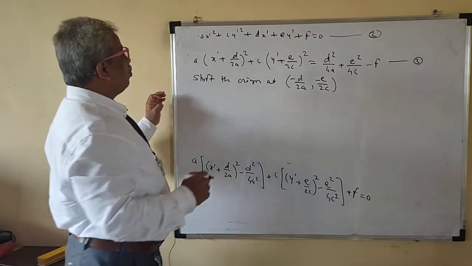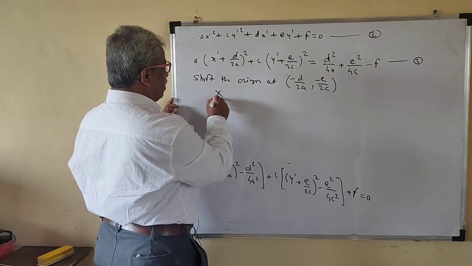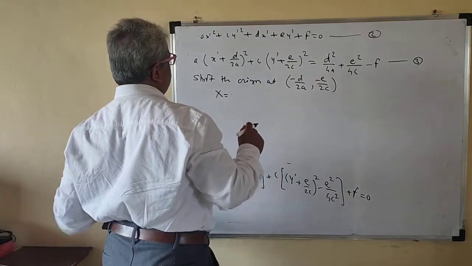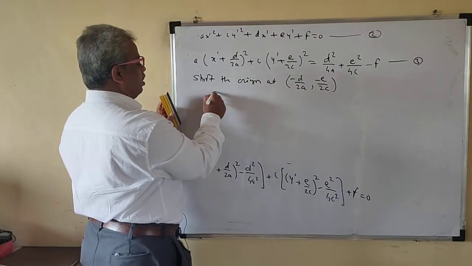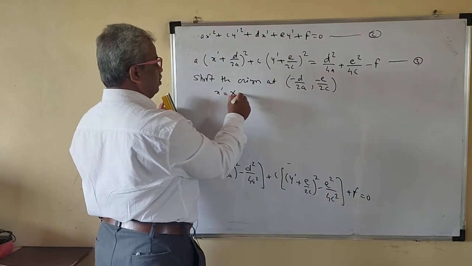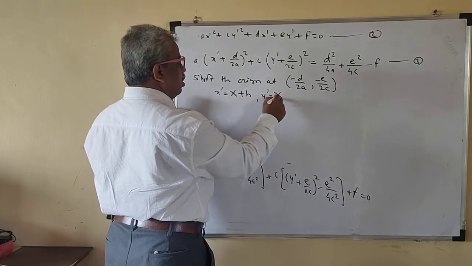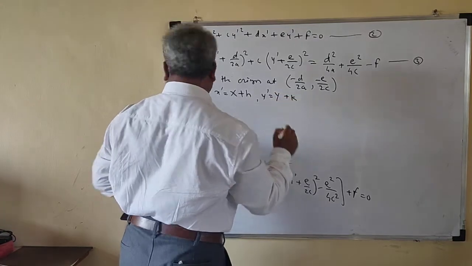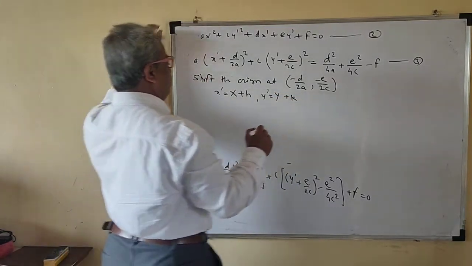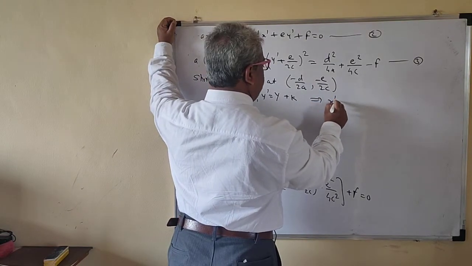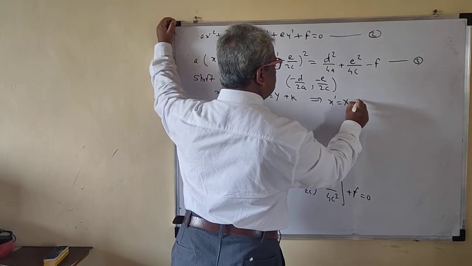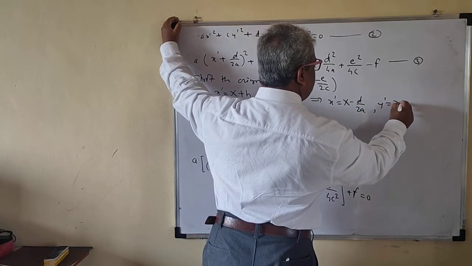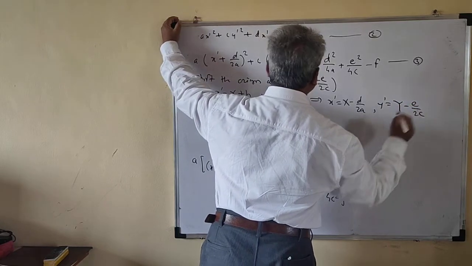Then what happened? Okay, so then what? Capital X is equal to capital X, small x is equal to small x prime, because this equation is transferred. Okay, so x prime is equal to capital X plus h, y prime is equal to capital Y plus k. So this implies that x prime is equal to x minus d upon twice a, y prime is equal to capital Y minus e upon twice c.